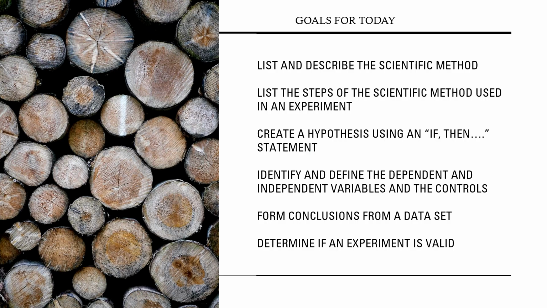So today, the goals while you're looking at this lecture are going to be such that you can list and describe what the scientific method is, including the steps within that scientific method. You'll learn to create a hypothesis, and there are two different types, and we'll get into that. But a hypothesis is always going to be stated as an if-then statement. You're going to learn to identify and define dependent and independent variables and what controls are necessary within an experiment.